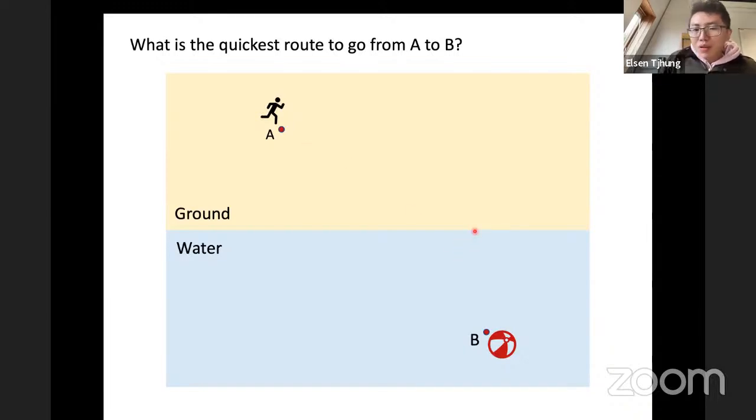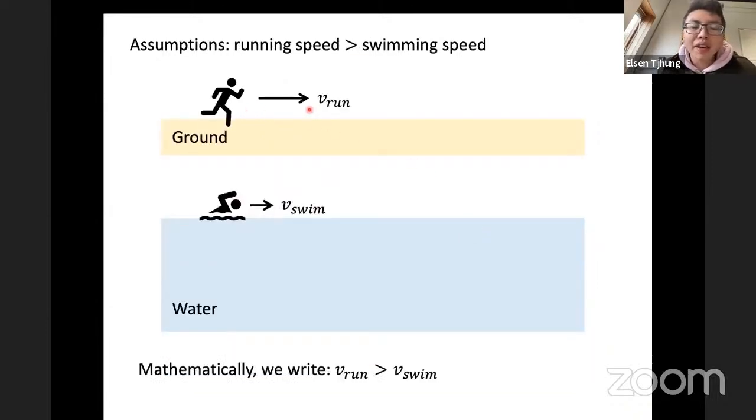Before we continue, I'm going to make some assumptions. Let's assume that you can run faster on the ground than you can swim on the water. Let's call V run the running speed, the speed you can run on the ground, and let's call V swim the swimming speed, which you can swim on the water. So mathematically, we write that the running speed is greater than the swimming speed. In other words, you can run faster on the ground than you can swim on the water. These are the assumptions that we are going to make.